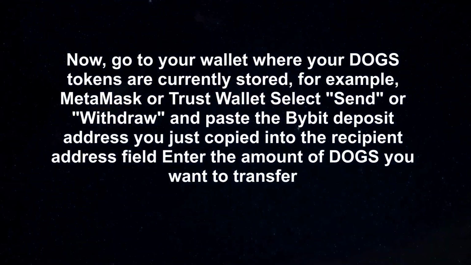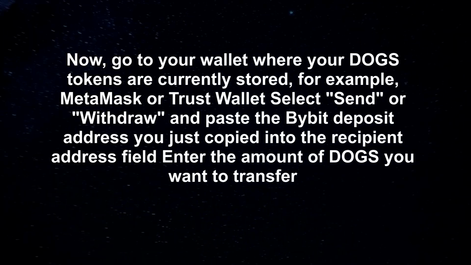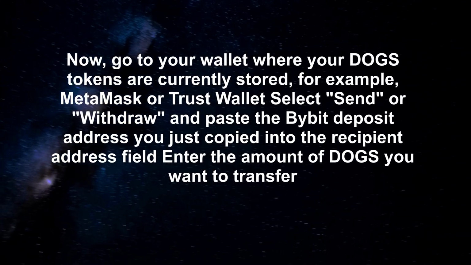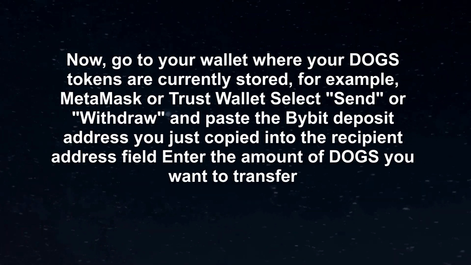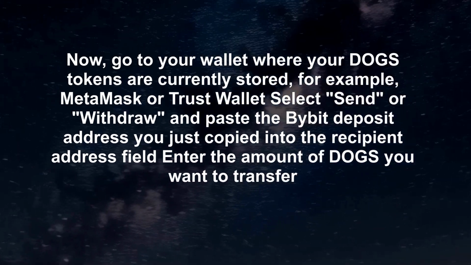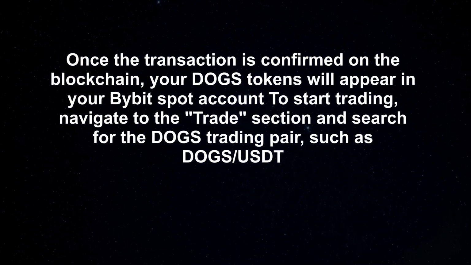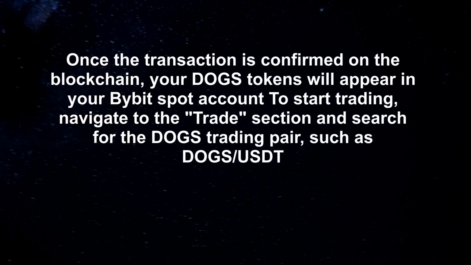Now go to your wallet where your DOGS tokens are currently stored, for example, MetaMask or Trust Wallet. Select Send or Withdraw and paste the Bybit deposit address you just copied into the recipient address field. Enter the amount of DOGS you want to transfer. Once the transaction is confirmed on the blockchain, your DOGS tokens will appear in your Bybit Spot account.